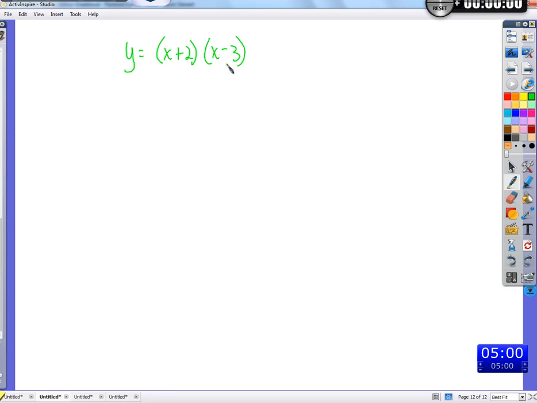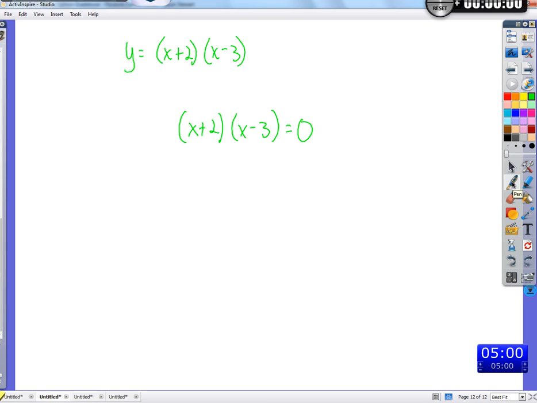Right? And if we're looking for the x-intercepts, we want this to come out to be 0. We want the y value, the output, to be 0. So can anyone tell me a number they think might cause this whole expression to be worth 0? Zero, maybe. Okay, if we put zero in there, what do we get? Zero plus two is two. And zero minus three is negative three. So we get negative six. So that didn't give us zero.